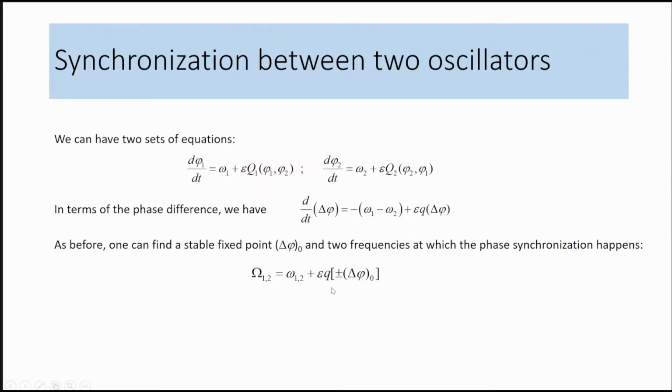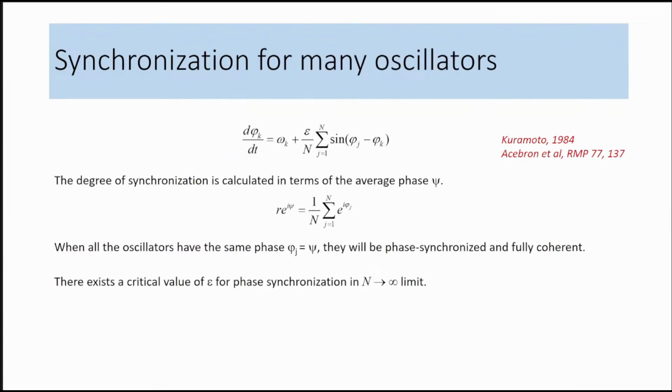So this extra part, the difference between the observed frequency capital omega at which synchronization is happening and the original frequencies, is proportional to the amplitude of the coupling between the two, and the values of the periodic function around the stable points, plus minus delta phi 0. Now, if I have many oscillators, then Kuramoto gave a wonderful, most discussed model, the so-called Kuramoto model, where he assumed the periodic function to be the simplest one, the sine function. And this is a function of the phase difference of the two oscillators, the jth oscillator and the kth oscillator.